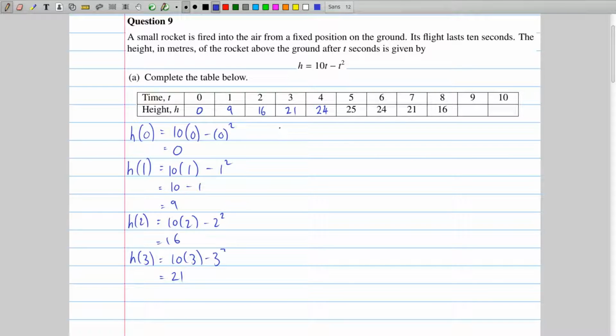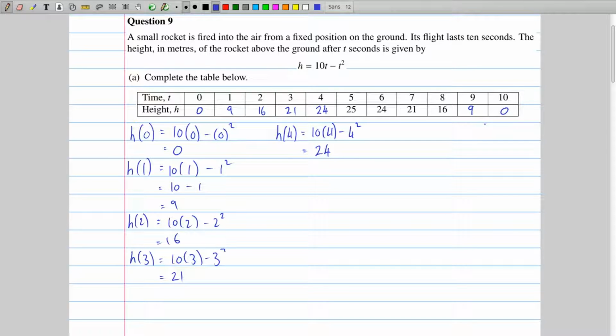But let's verify that. So what's h of 4? It's 10 times 4 minus 4 squared, which does turn out to be 24. You can then cut your work down a little bit more at the end here by filling in the 9 and 10 automatically, because you know it's going to be symmetric again. So the left of 16 over here is going to be the same as the right of 16 over here. So that's going to be a 9 and a 0.